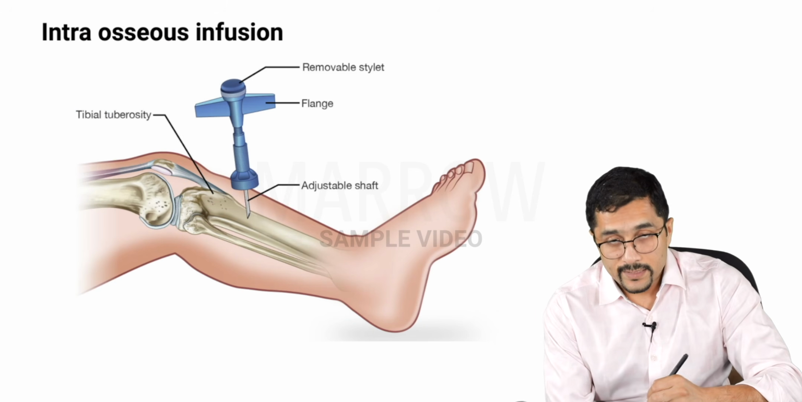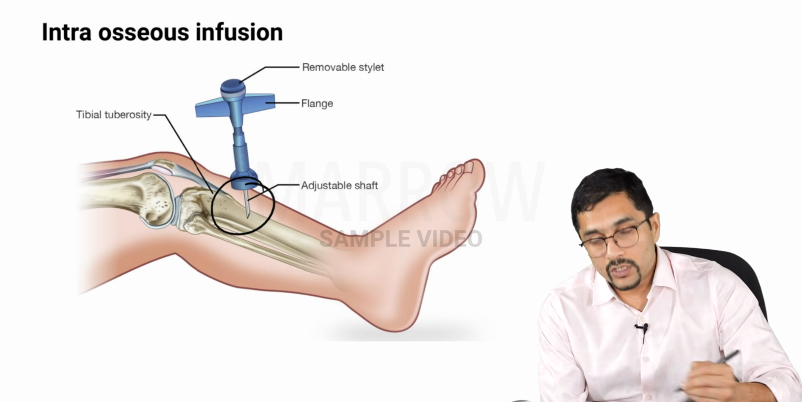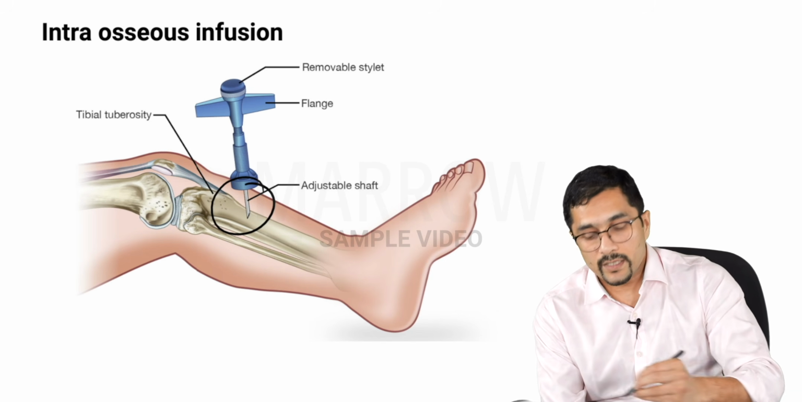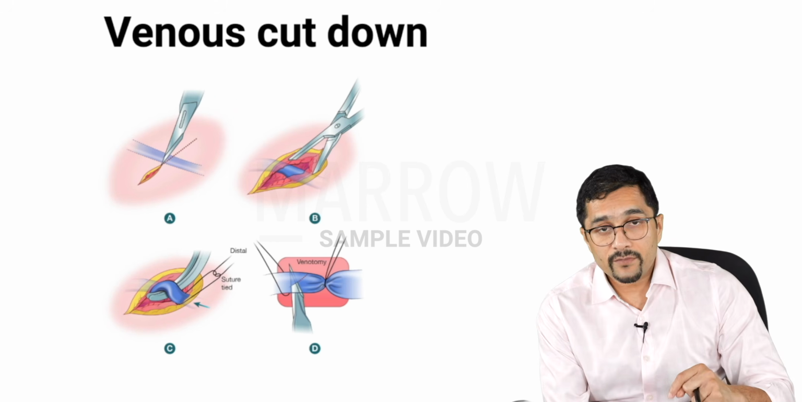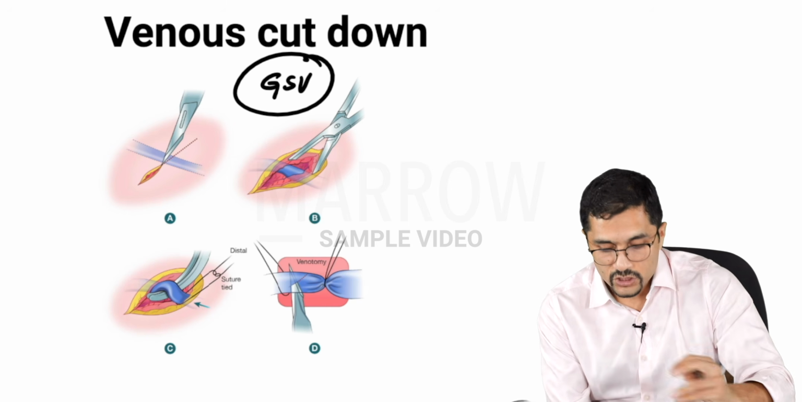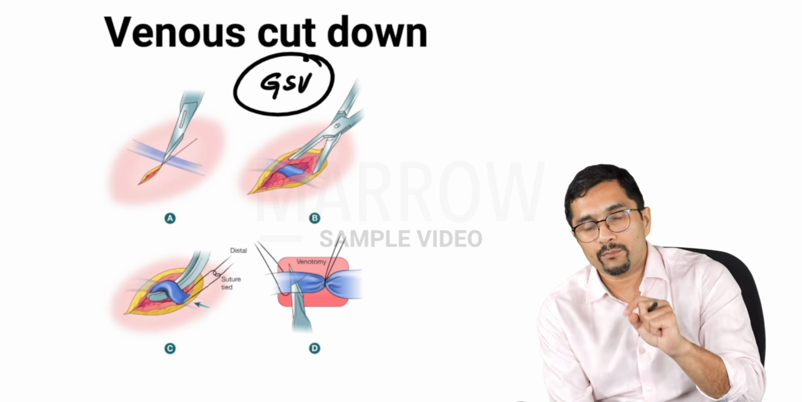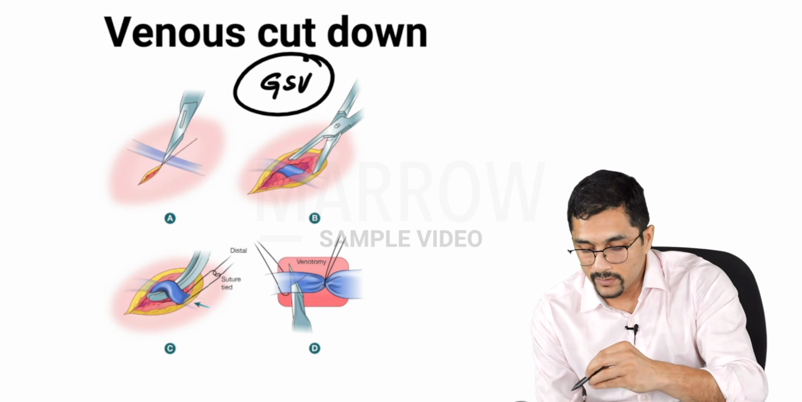So you can see here, this is intraosseous infusion, where you put in this needle just below the tibial tuberosity and you can give fluids. This is a venous cut down, which we usually do in the great saphenous vein just anterior to the medial malleolus. We dissect the vein and we put in a tube directly inside the vein.